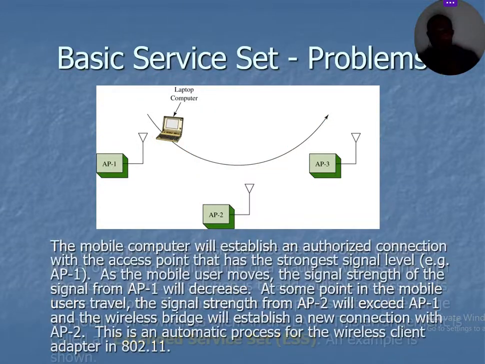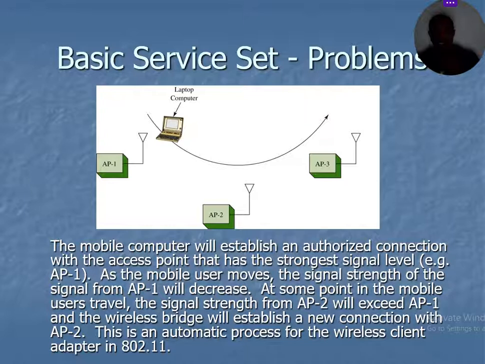Now let's move on quickly. We said the mobile computers will establish an authorized connection with the access point that has the strongest signal level as you travel on the journey. Is that okay? This is an automatic process for all the wireless client adapters in the 802.11 family. All the wireless adapters automatically switch to the access point closer to you as you travel within a given location.